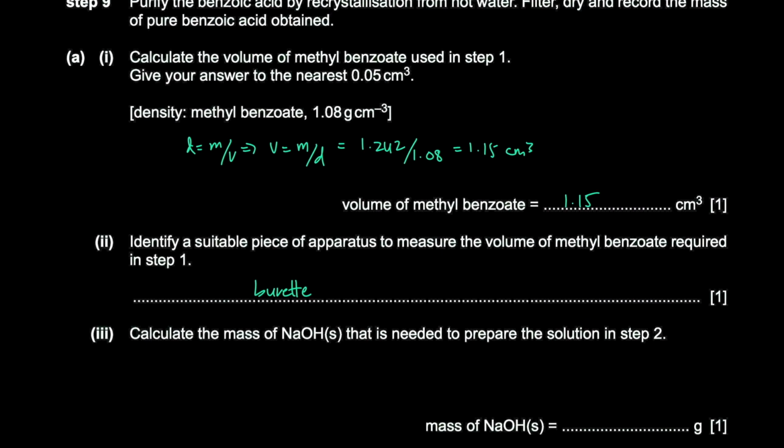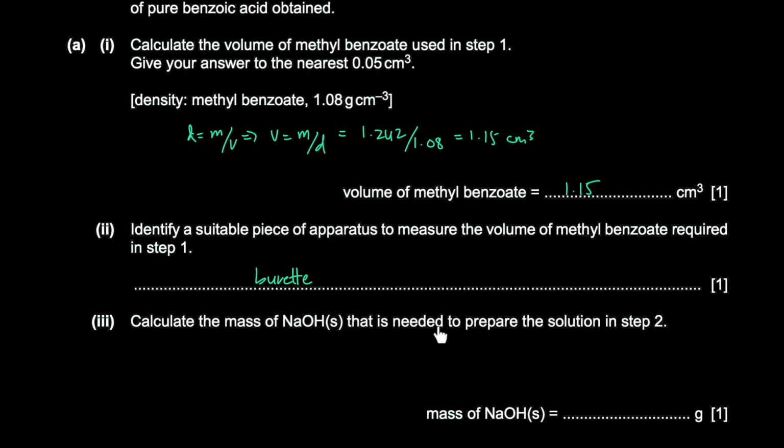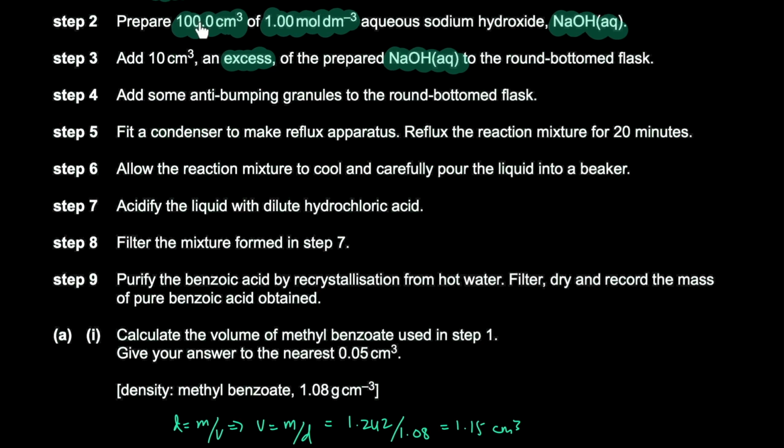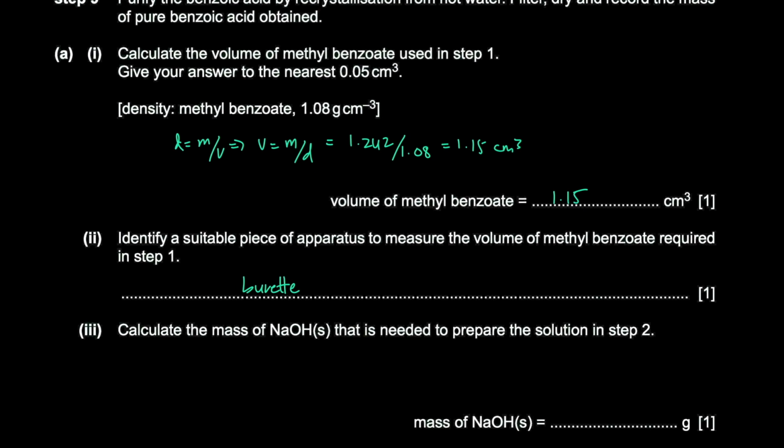Calculate the mass of solid sodium hydroxide that is needed to prepare the solution in step 2. Now in step 2, we want to prepare 100 cm³ of 1 mole per dm³ aqueous sodium hydroxide, right? So here we've been given the concentration and the volume. So we can find the number of moles. Okay, the number of moles is concentration times the volume. Concentration is 1 mole per dm³. Volume is 100 cm³. Convert that to dm³. We get the number of moles as 0.1 moles.